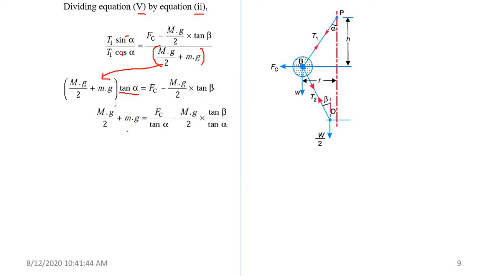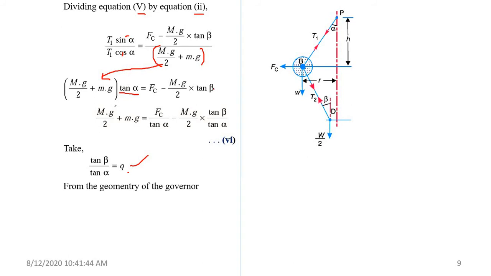Next step, the tan alpha goes to the right hand side. So here, left hand side, mg divided by 2 plus mg is equal to Fc divided by tan alpha minus mg divided by 2 into tan beta divided by tan alpha. Okay. Next, it is equation number 6. Take tan beta divided by tan alpha, call it q. For our convenience, we can say tan beta divided by tan alpha is equal to q.